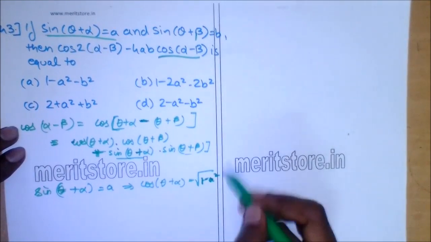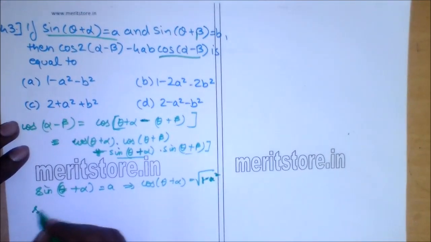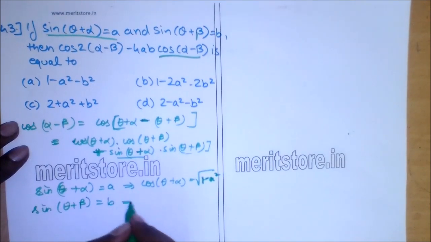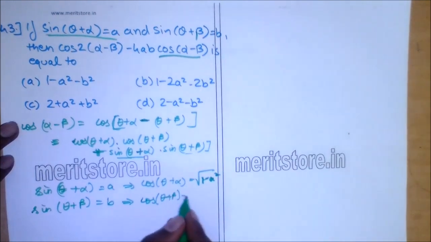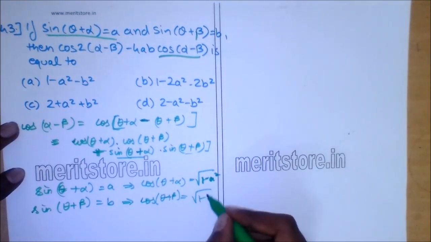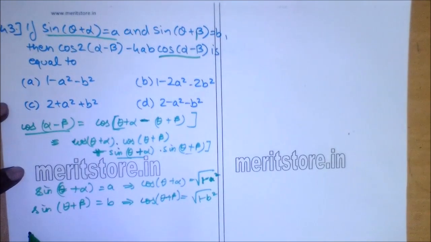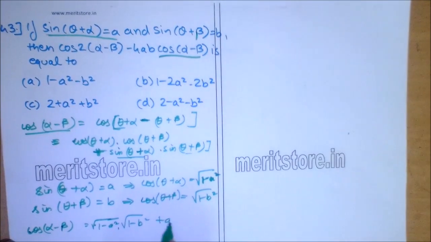Since sin theta is root of 1 minus cos square theta, and vice versa. Similarly, sine of theta plus beta is b. Therefore, cos of theta plus beta is root of 1 minus b square. So substituting these values in cos of alpha minus beta, we get cos of alpha minus beta equals root of 1 minus a square root of 1 minus b square plus ab.